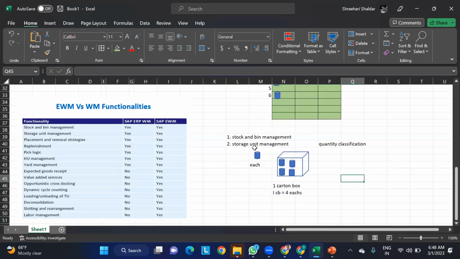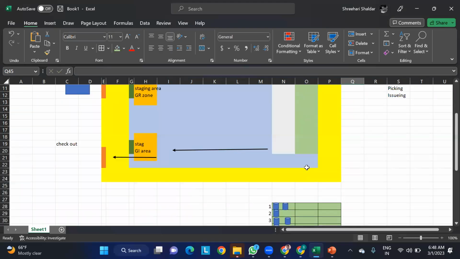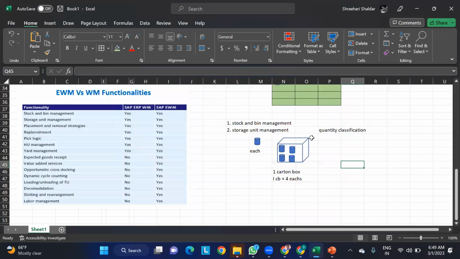Storage unit management. Let us consider that in a particular storage type, I can only keep the carton box; I cannot keep the individual product. I can suggest this within the storage type: I can only take the carton box, and I am not going to put individual products. Then we have to take the products into one carton box and keep it. That is also called a HU, nothing but a handling unit. We're going to discuss this. It is available here, handling unit management.